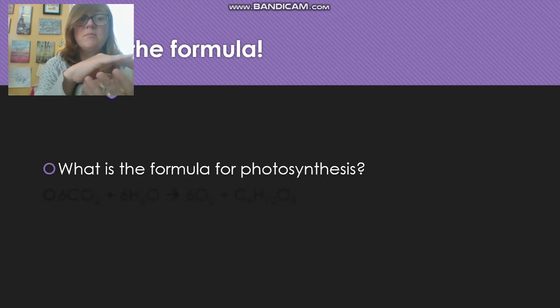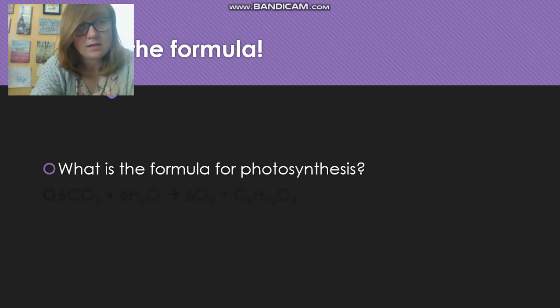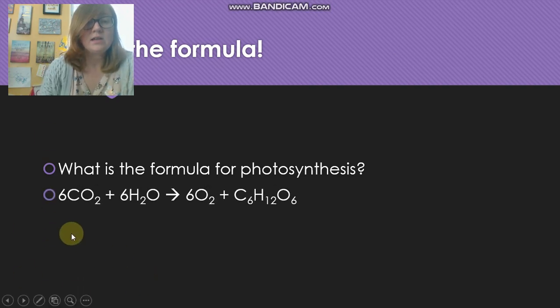They're like little mouths, little openings at the bottom of a leaf where they breathe in, where they take in CO2. And then what does the plant make? It makes oxygen and sugar or glucose. So the formula looks like this. This is a balanced formula.